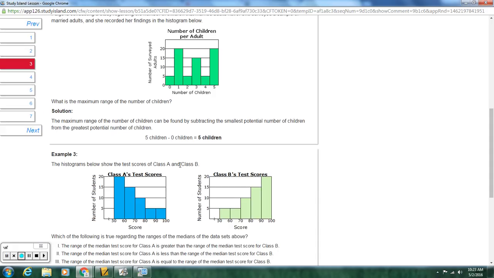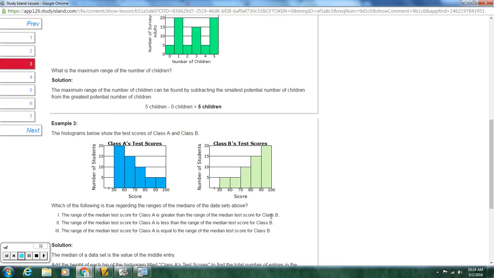Alright, histograms below. It shows test scores of Class A and B. I'd much rather be in Class B, wouldn't y'all? Which of the following is true regarding the ranges of the medians of the data sets above? Remember, median's the middle number. So there's a lot in this little group right here, right? A whole lot in there. So there's 20 people in this group, 50 to 60. There's only 5 people in this group. What do you think the median is? What do you think that middle number is somewhere in here?